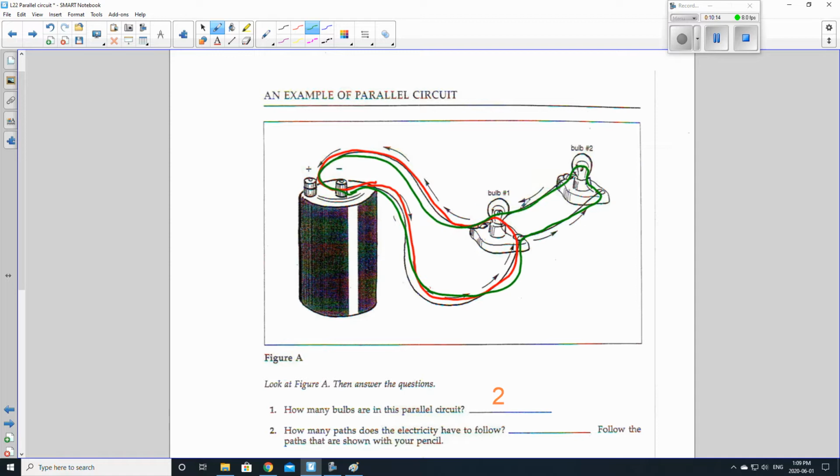So this one is actually not going through the light bulb, it's just passing through the wire, going around it. So path number 1 is in red, path number 2 is in green. So the answer to this is 2.